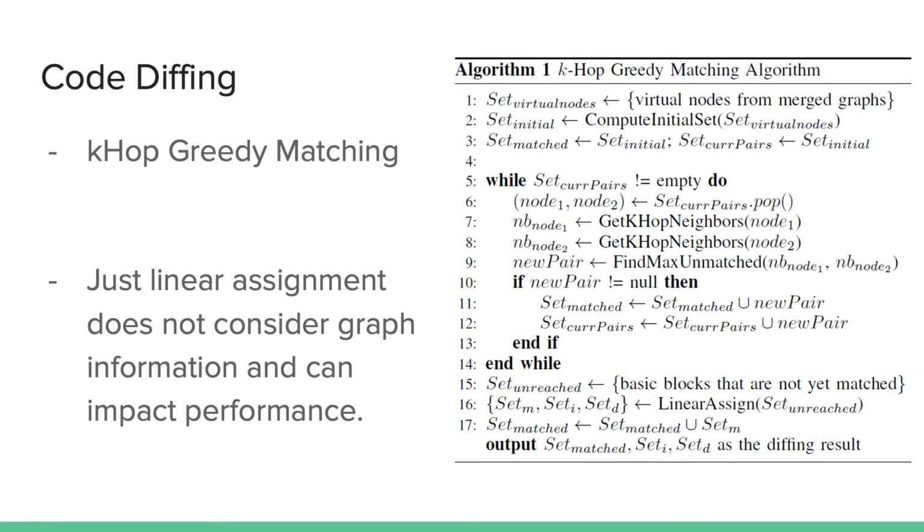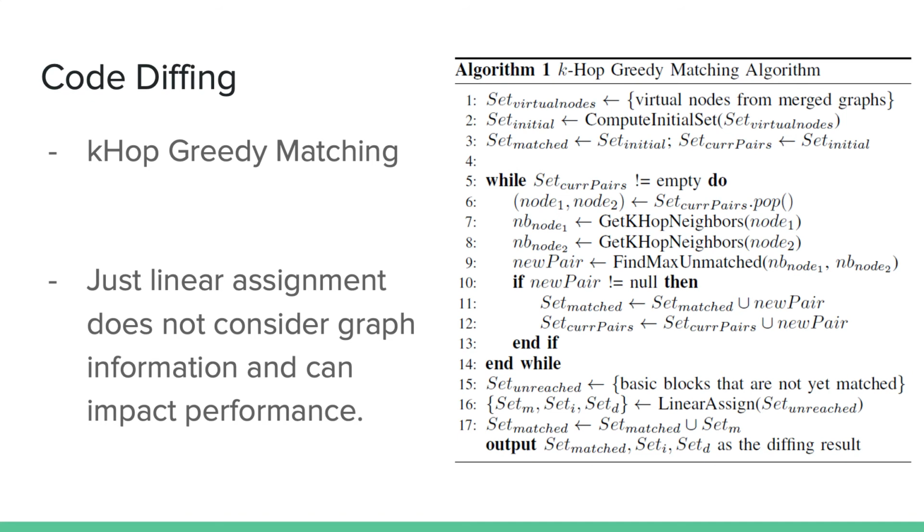Now they can finally start diffing the code. So they use k-hop greedy matching, and the reason they don't use linear assignment is because it does not consider the structure of the graph. With k-hop greedy matching, they initially start with the set of common nodes, the virtual nodes that they generated, and once they do that, they just go until you're done matching as much as you can with the k-hop.